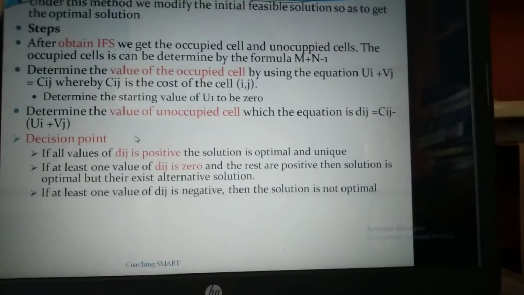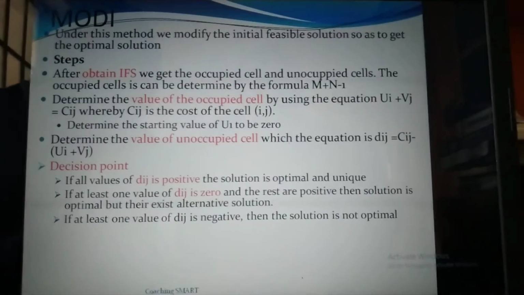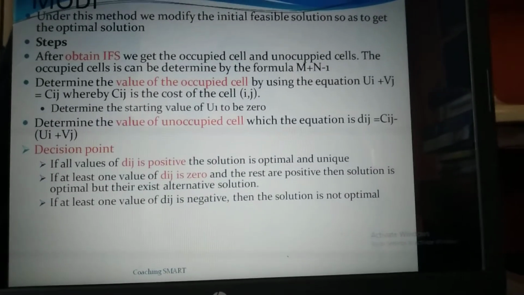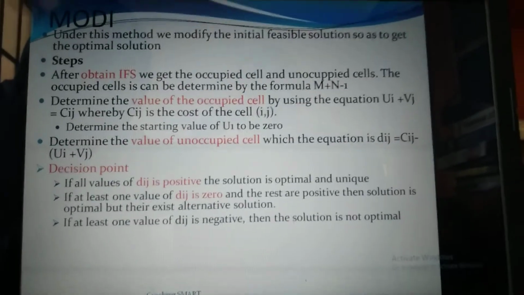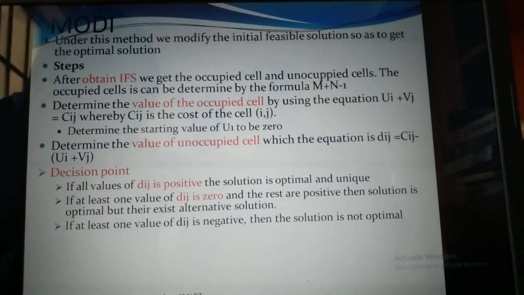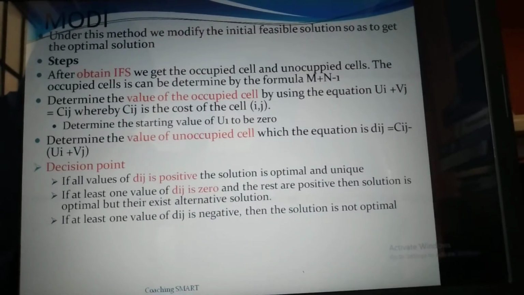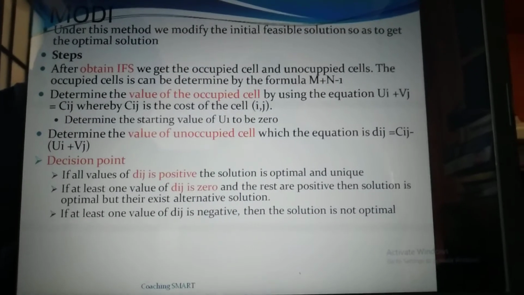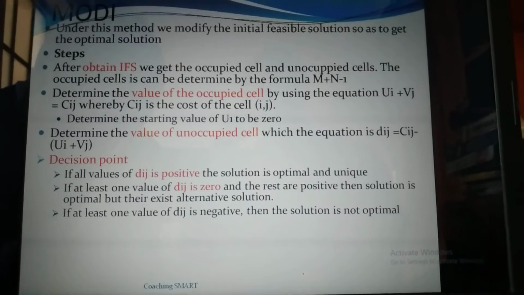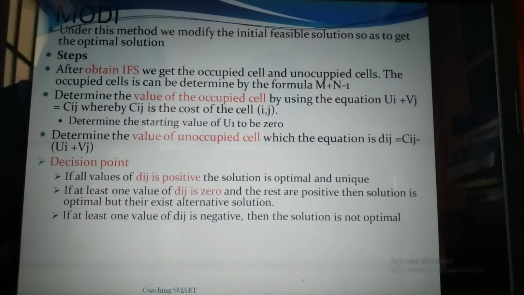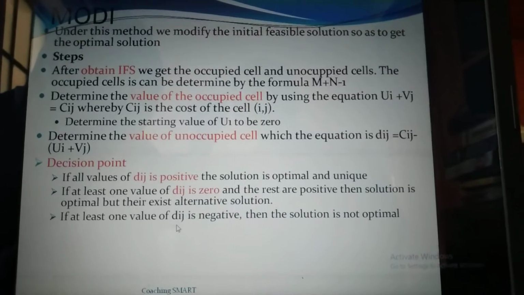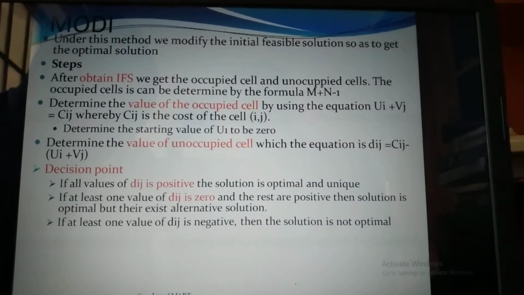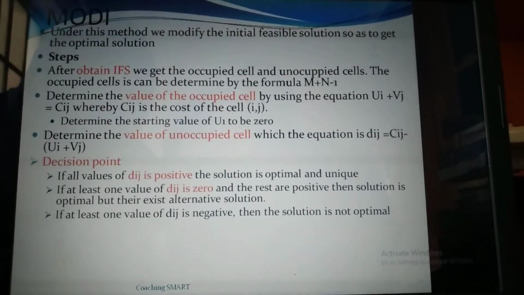Step 2: determine the value of the unoccupied cells, where the equation is dij equals cij minus (ui plus vj). Decision point: if the value of dij is positive, the solution is optimal and unique. If at least one value of dij is 0 and the rest are positive, then the solution is optimal, but there exists an alternative solution.